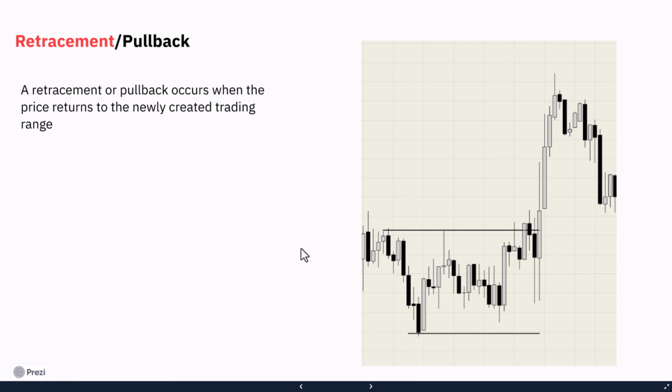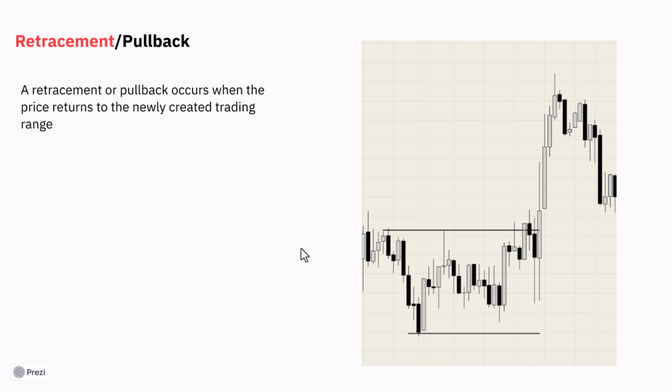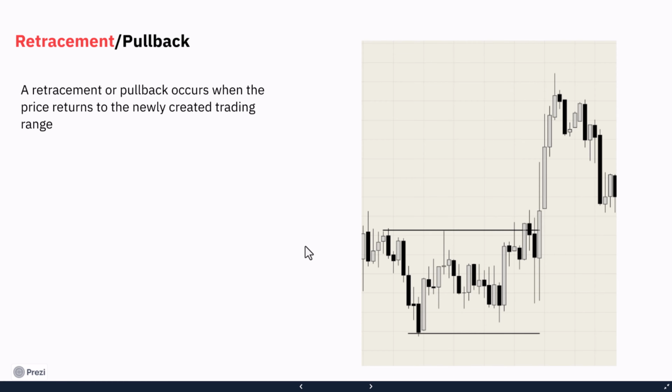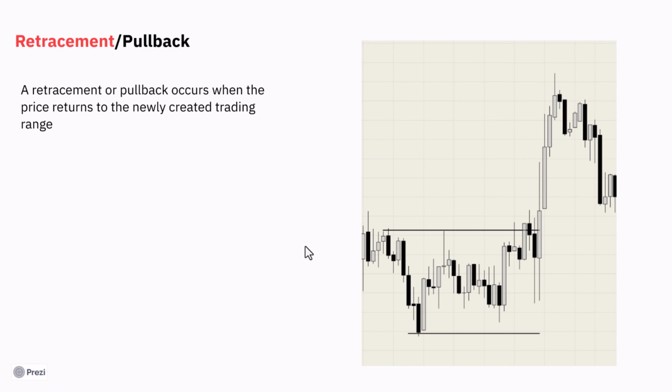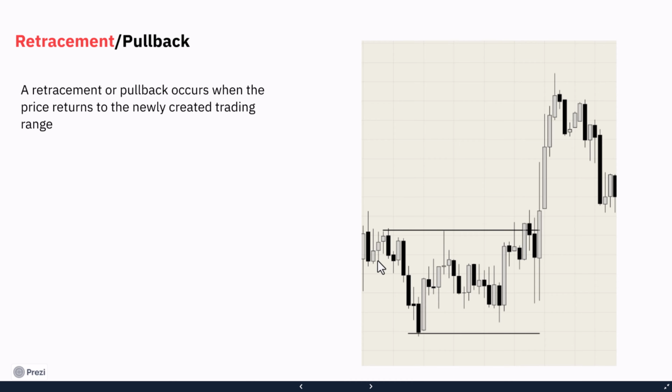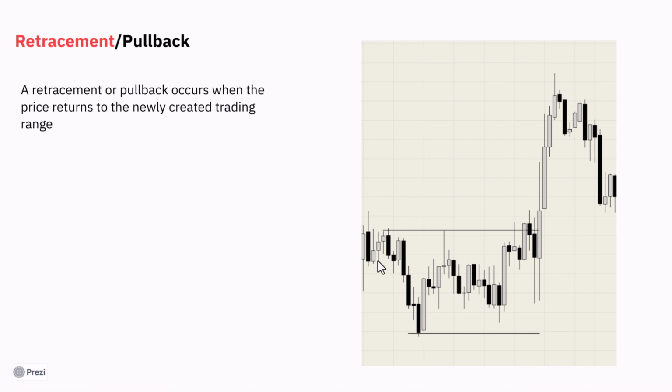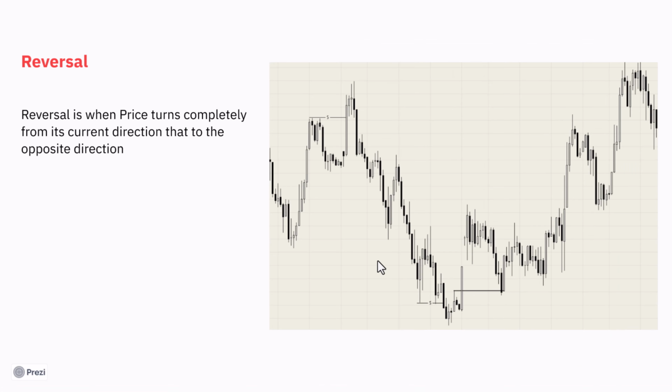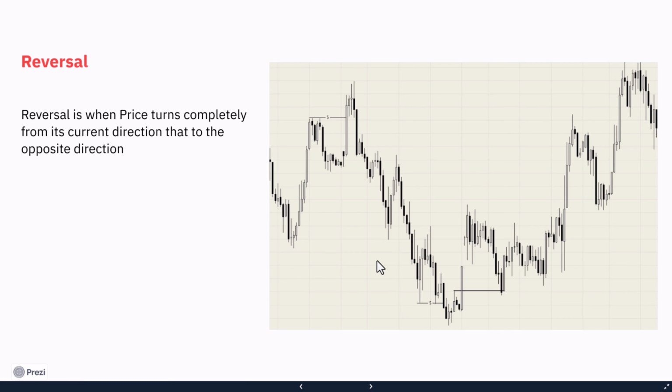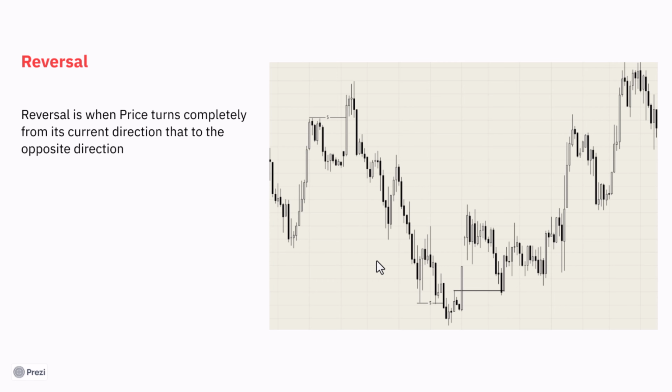For retracement, when price comes back into the range after expansion, it is called a retracement. And after each retracement, we'll see another expansion. As we move further, we'll look at more examples of these concepts. Reversal is when price completely turns from being bullish to bearish. This happens when price sweeps liquidity, breaks structure, and turns completely.